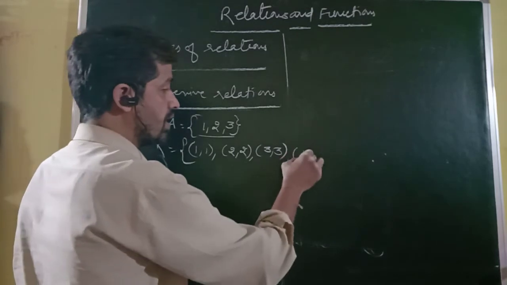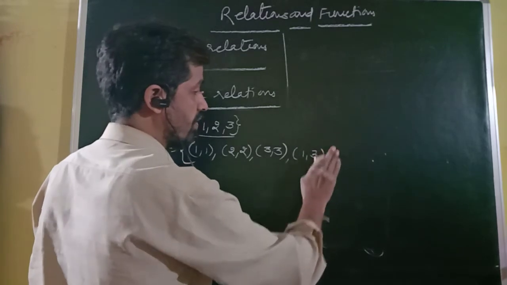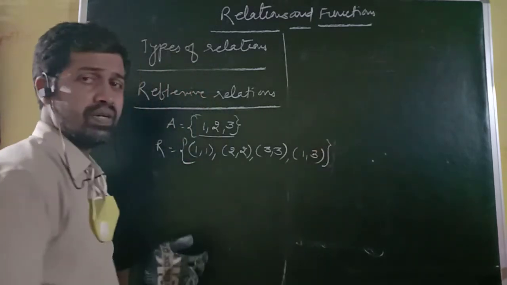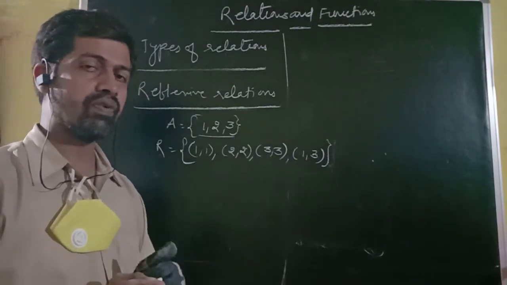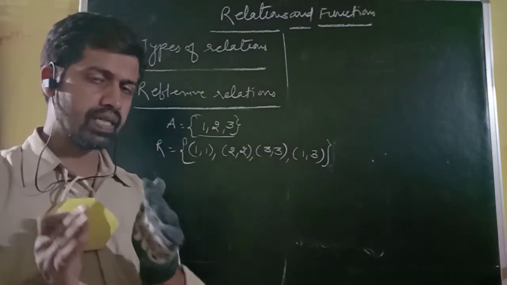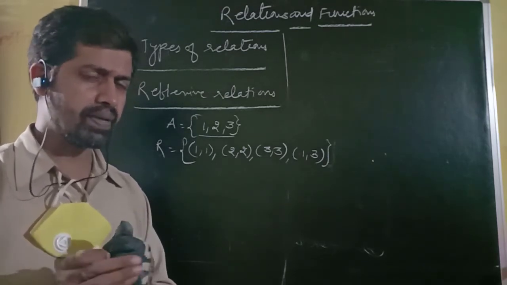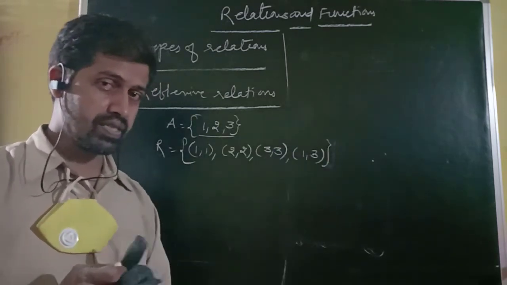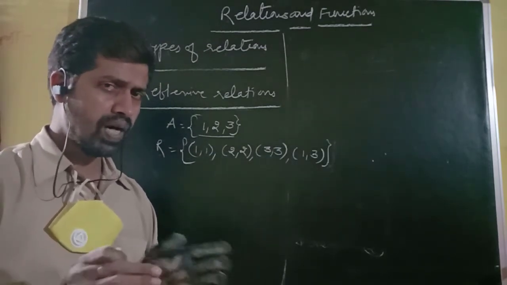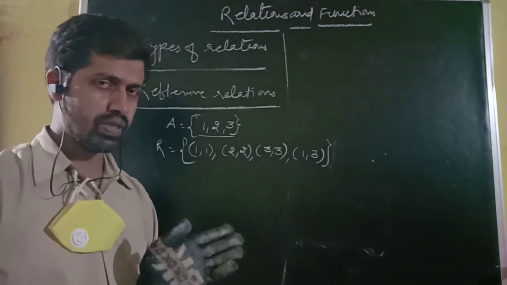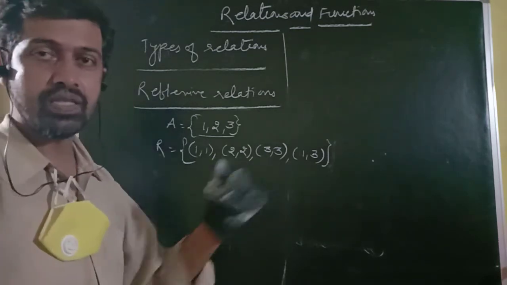Apart from that, other elements of this set can be there, and still it will be a reflexive relation. You can understand this by putting in additional elements, and it is still reflexive. Simply understand this concept: suppose you have taken 3 pens and you see their reflections in a mirror, so you can see the images of all three. Apart from that, some other things which are in the room will also be reflected, so still it is reflexive. Hope this concept is clear.